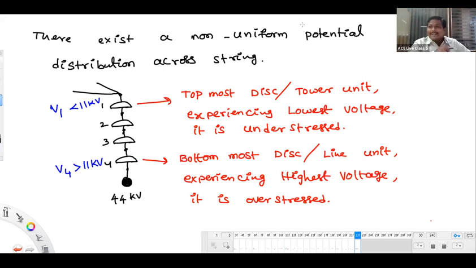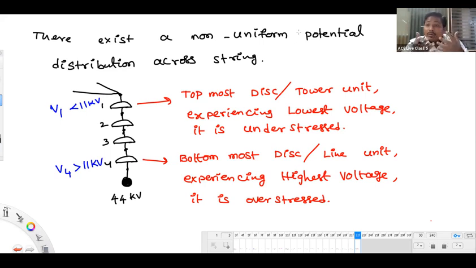Now you see, actually we are designing the disk with a rated voltage of 11 kV, but the topmost units we have are experiencing lower than 11 kV. Top units experiencing lower than 11 kV means we are unable to utilize the dielectric strength of the top units. Yes or no? Yes. So how far are these disks getting utilized?